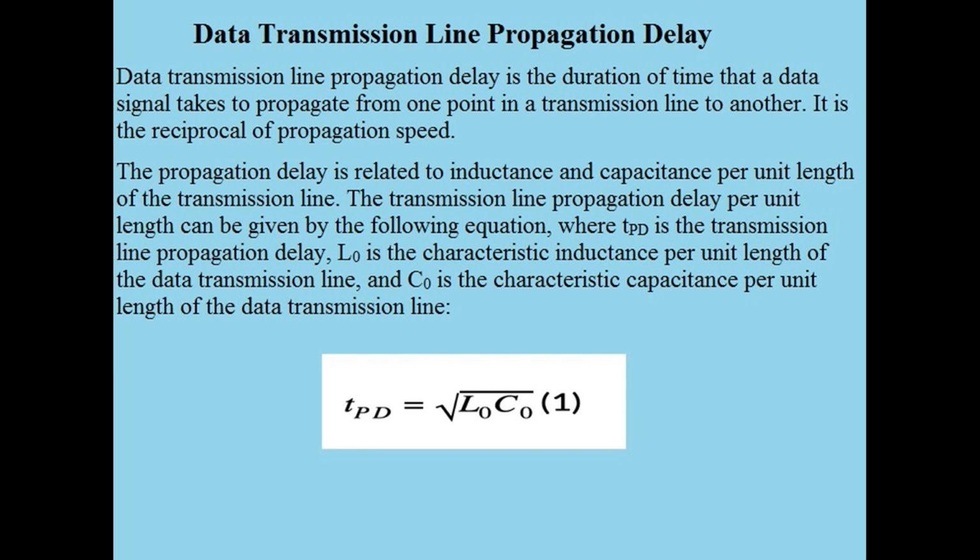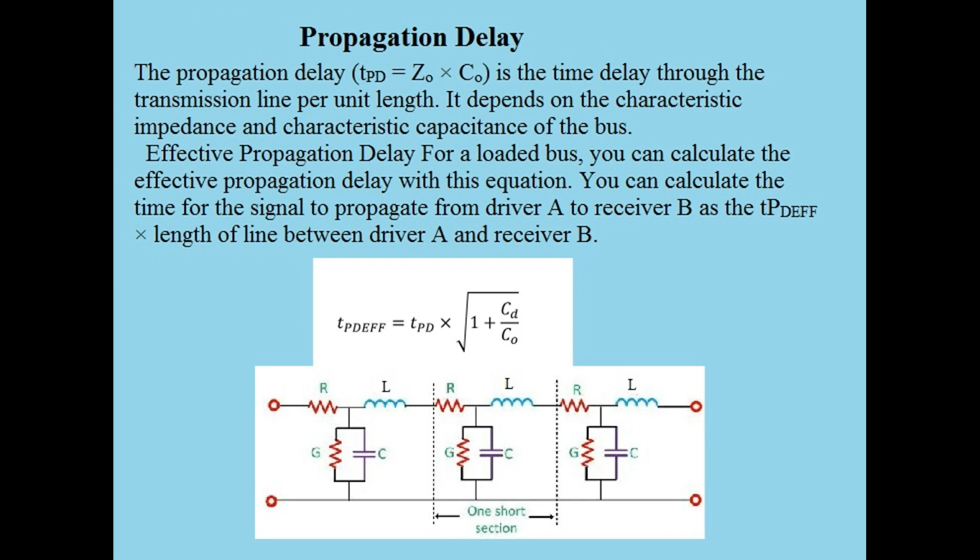The transmission line propagation delay per unit length can be given by the following equation, where TPD is the transmission line propagation delay, L0 is the characteristic inductance per unit length of the data transmission line, and C0 is the characteristic capacitance per unit length of the data transmission line. Propagation delay. The propagation delay, TPD equals square root of L0 times C0, is the time delay through the transmission line per unit length. It depends on the characteristic impedance and characteristic capacitance of the bus.